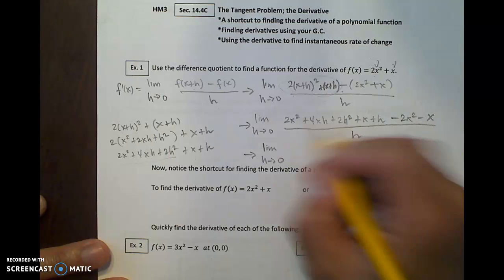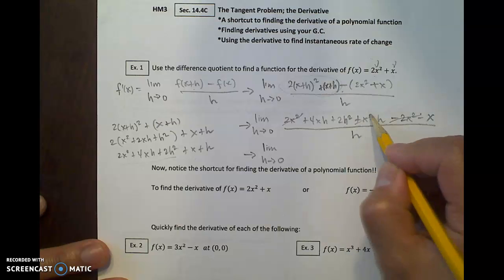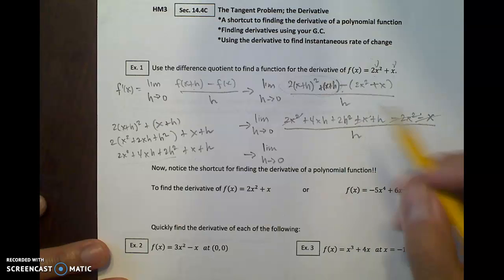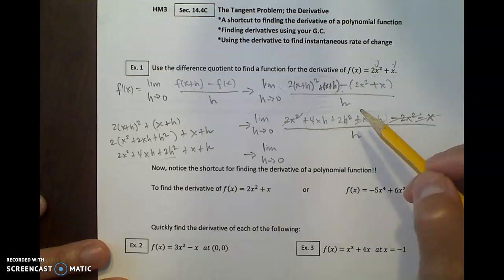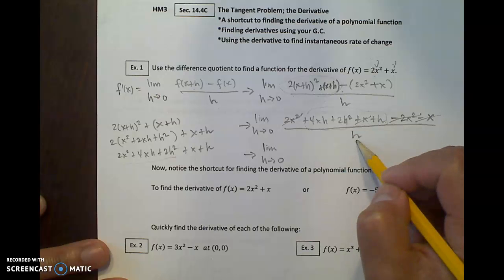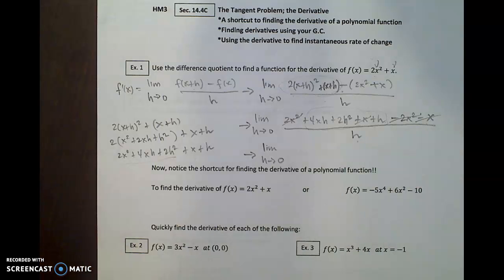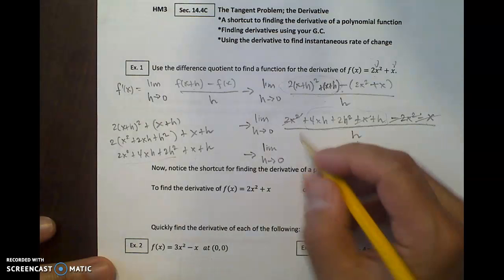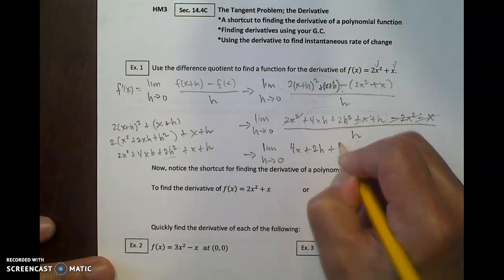Alright, so we're going to simplify here. So the 2x squared and negative 2x squared cancel. This positive x and this negative x cancel. So now we're left with these terms right here with h's. Since they have a common factor of h in all three, I'm going to go ahead and use the h in the denominator to cancel or reduce. So I'm going to be left with 4x plus 2h plus 1.